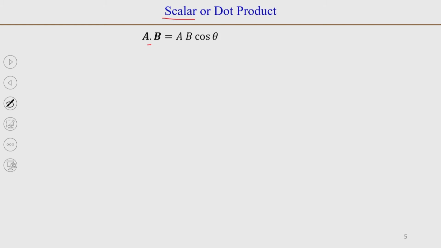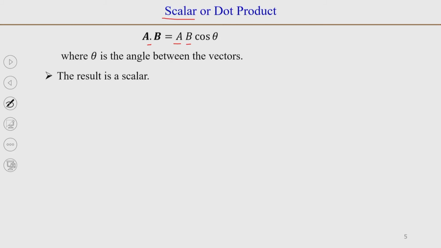it is also called the scalar product because the quantity that we get as a result of their multiplication is a scalar quantity. So, that is equal to A B cos theta, where A and B represent the magnitude of vector A and the magnitude of vector B, multiplied by cos theta, where theta is the angle between the two vectors. So, the result of course is a scalar.